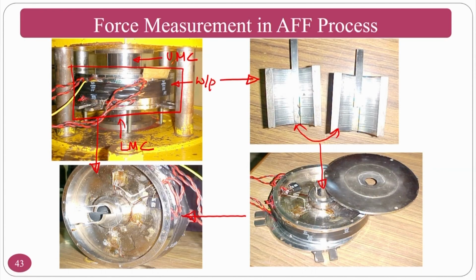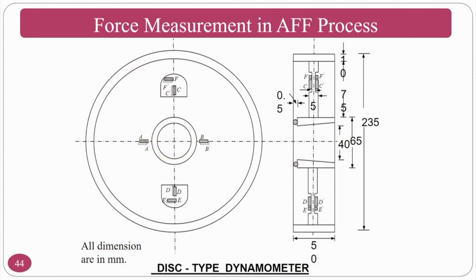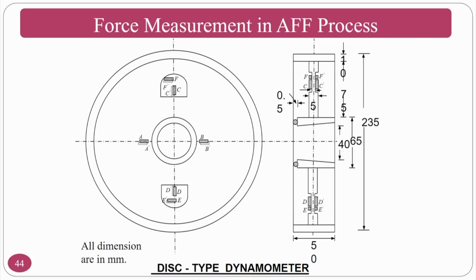Once you have done this, it is normally a disc type or a ring type dynamometer that they have used. Then you have to balance the Wheatstone bridges and other things. These are very common things that everybody will do. These are the dimensions of the disc type dynamometer made at IIT Kanpur.